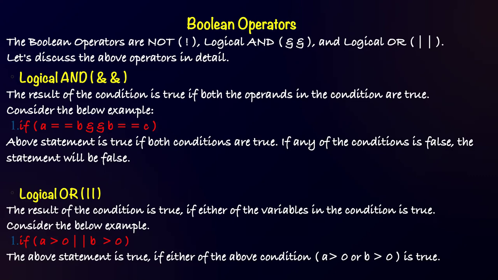And OR is the opposite. OR means either this or that. That's the literal meaning of OR. The result of the condition is true if either of the variables in the condition is true. That means if a greater than 0 or b greater than 0, like that we pronounce it. So the above statement is true if either of the above conditions is true.